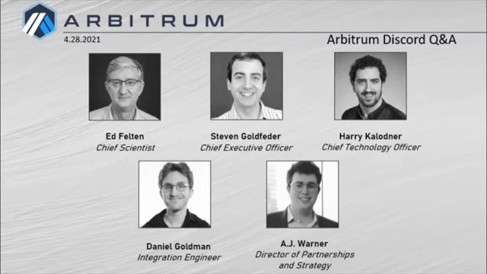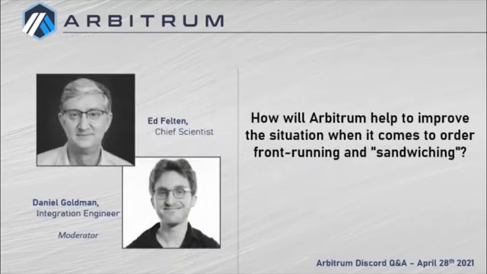Cool. Thanks, guys. Just wanted to get those intros out of the way. Yes, back to the questions. There were a number of questions about issues around transaction ordering and MEV extraction, which has been the big hot topic lately in the Ethereum world. One question was, how will Arbitrum help to improve the situation when it comes to order front running and sandwiching? So this is a huge topic.